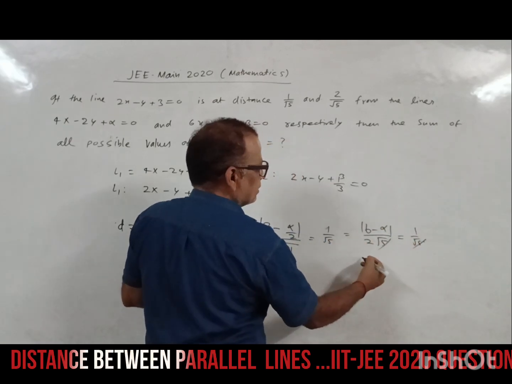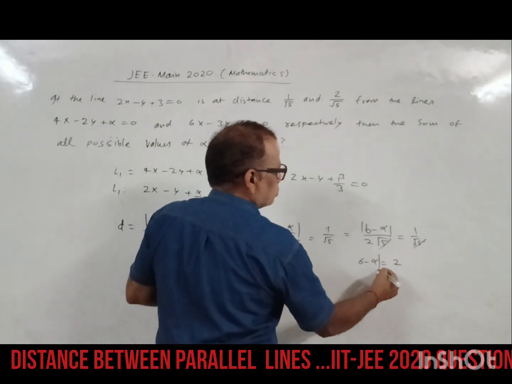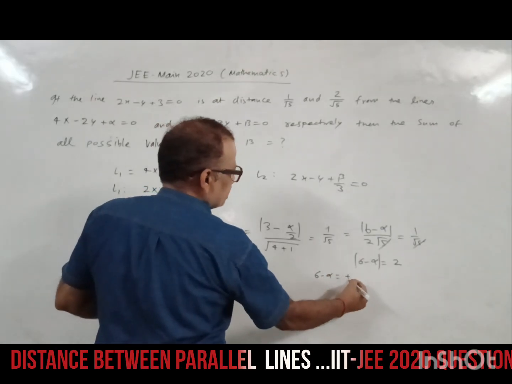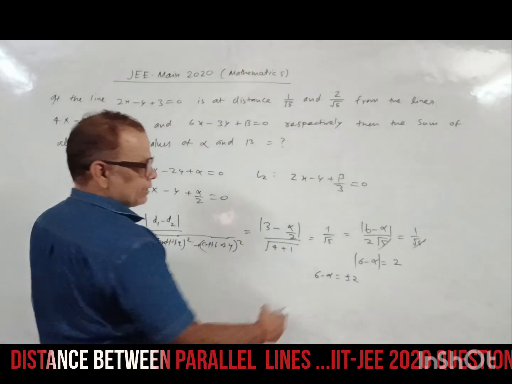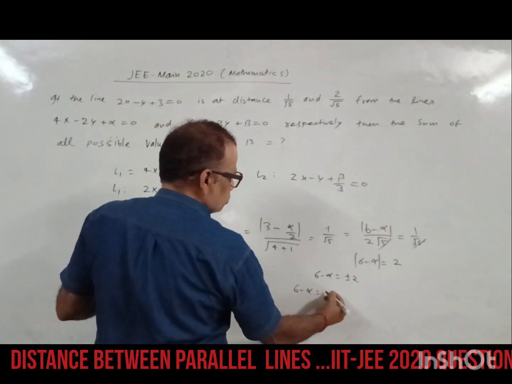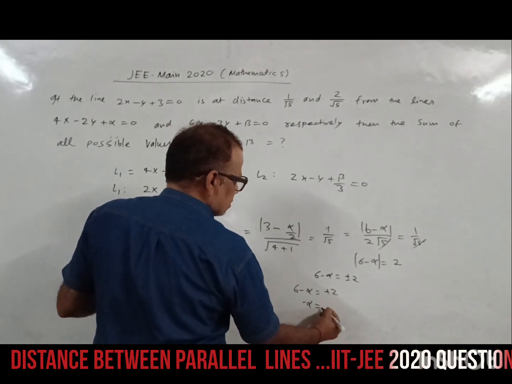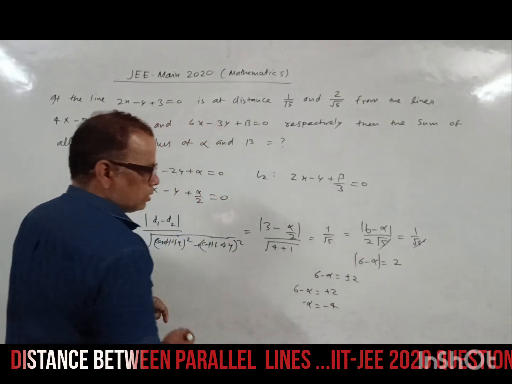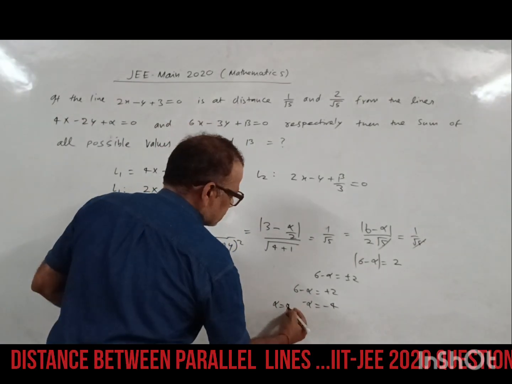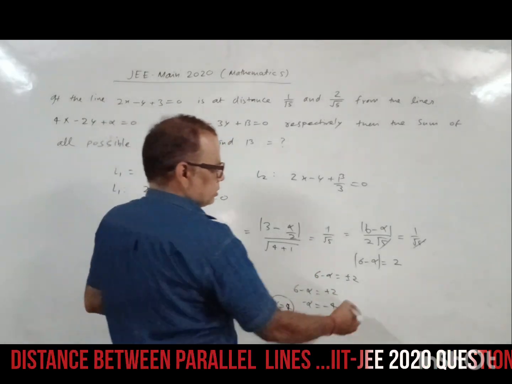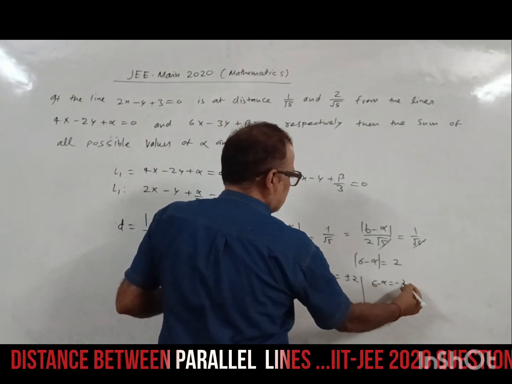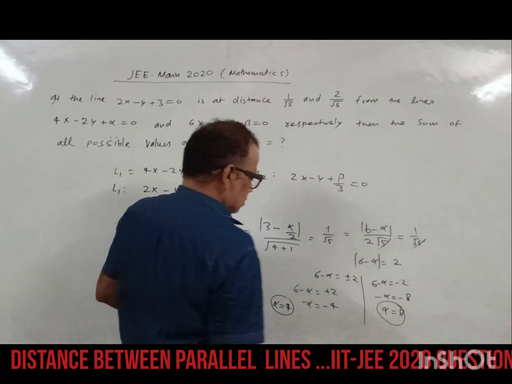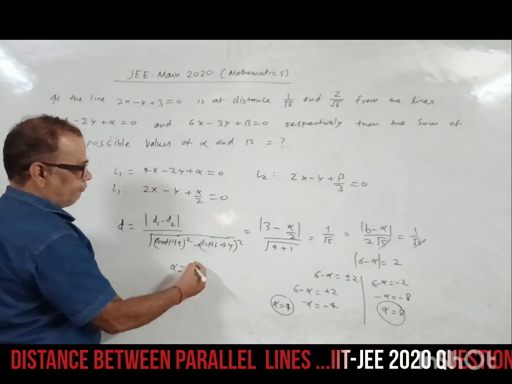So root 5 will cancel. Mod of 6 minus alpha is equal to 2. We can write 6 minus alpha is equal to plus minus 2. So we take the plus sign: 6 minus alpha is equal to plus 2, so minus alpha is equal to minus 4, so alpha is equal to 4. And take minus 2: 6 minus alpha is equal to minus 2, so minus alpha is equal to minus 8, so alpha is equal to 8. So the values of alpha come out to be 4 and 8.